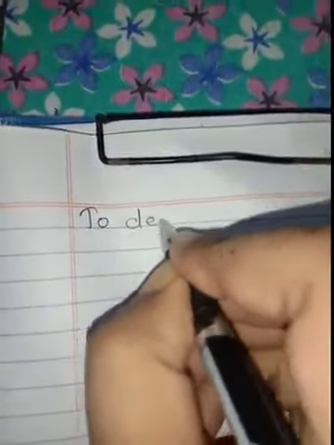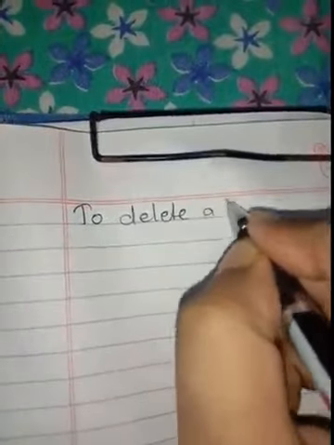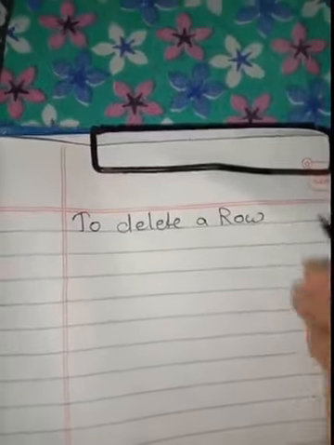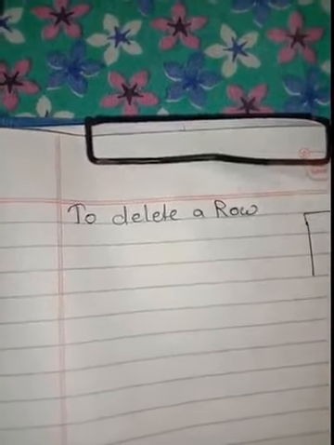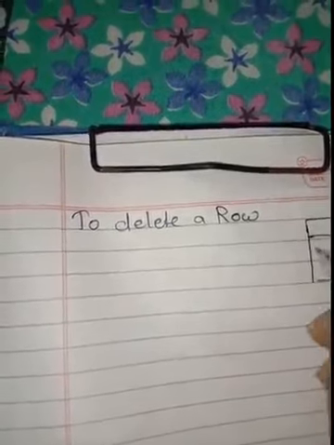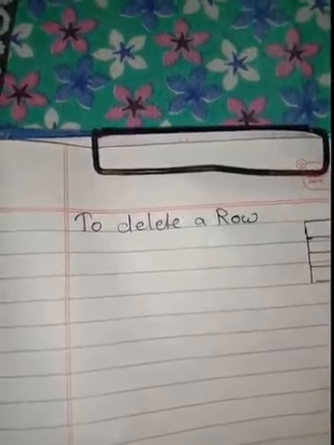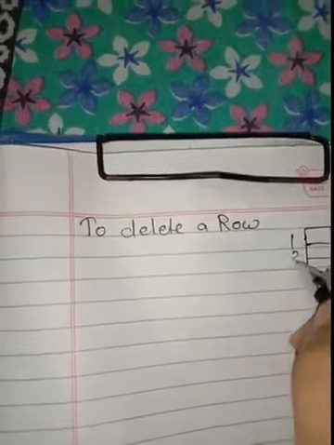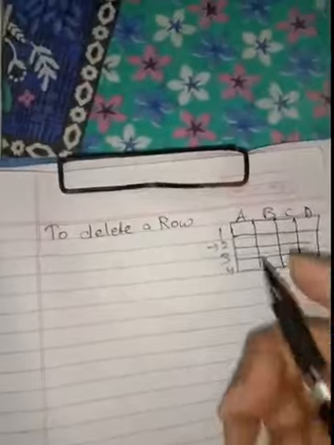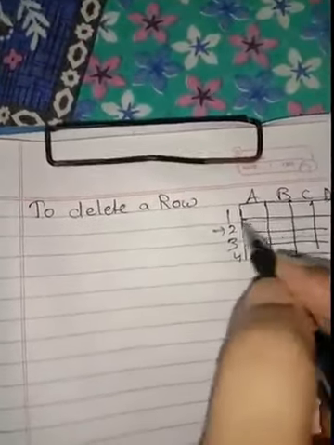To delete a row, suppose this is the Excel worksheet, rows 1, 2, 3, 4 and columns A, B, C, D. Suppose I want to delete the entire row number 2. So what should I do? First of all, select the row that you want to delete.